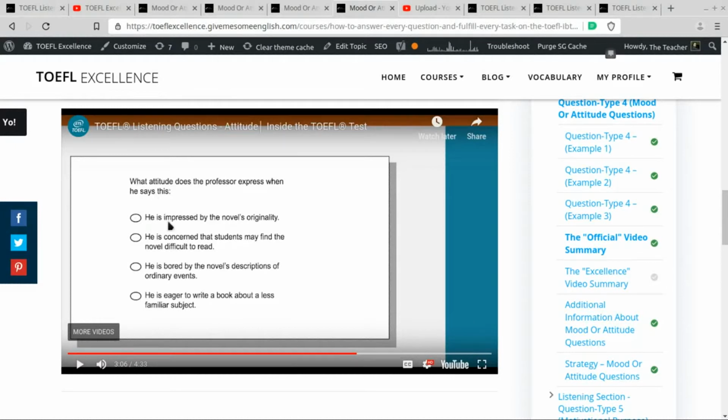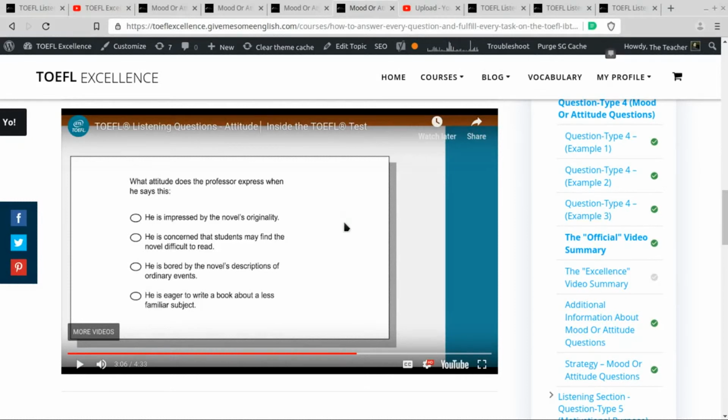All right, and then if you notice the keywords in the answer choices, he is impressed, he is concerned, he is bored, he is eager. So as you can see, all of these are implying some sort of an attitude or a mood. So really, as I said, some of the descriptions about this particular question type are a little bit confused. I don't want to say confusing. There's nothing confusing about them. But the way that a lot of videos and textbooks try to describe this question type is a little bit confused on their part, I think.